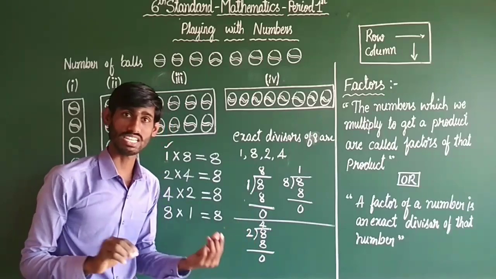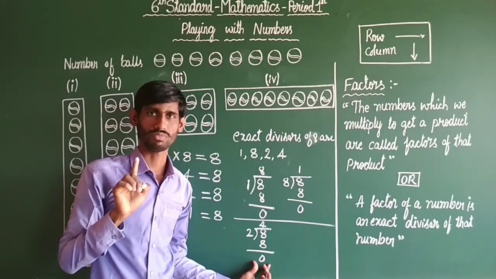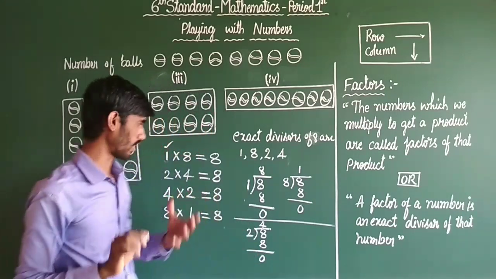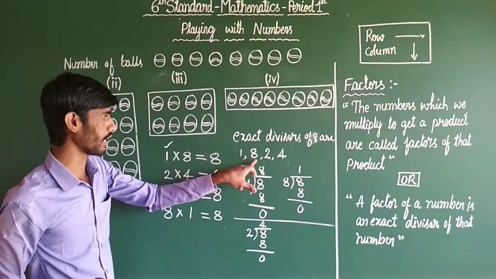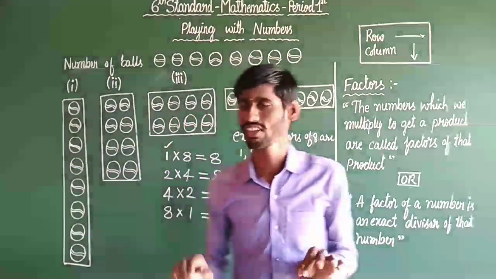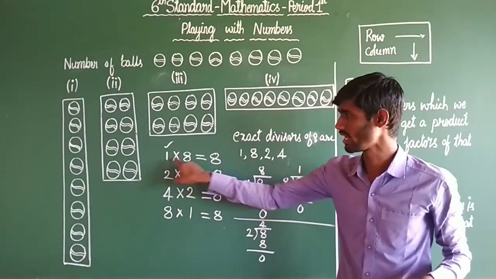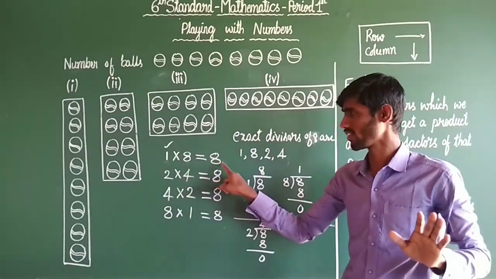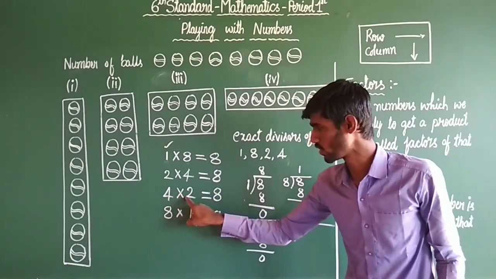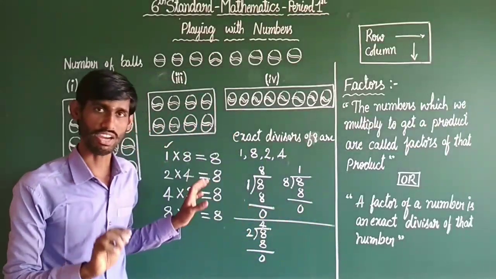So an exact divisor is nothing but a number whose remainder is always 0. So we can conclude that 1, 8, 2, 4 are exact divisors of 8. And we can also call these factors: 1 and 8 are the factors of 8, 2 and 4 are the factors of 8, 4 and 2 are the factors of 8, and 8 and 1 are the factors of 8.